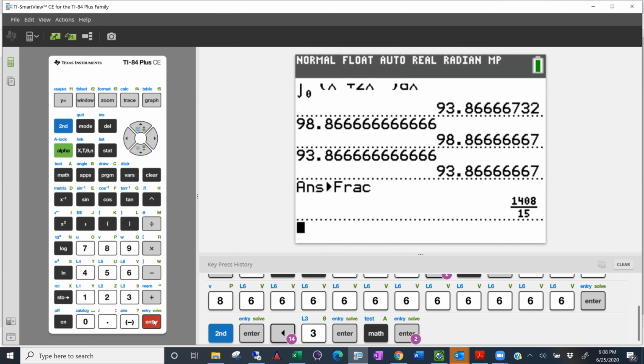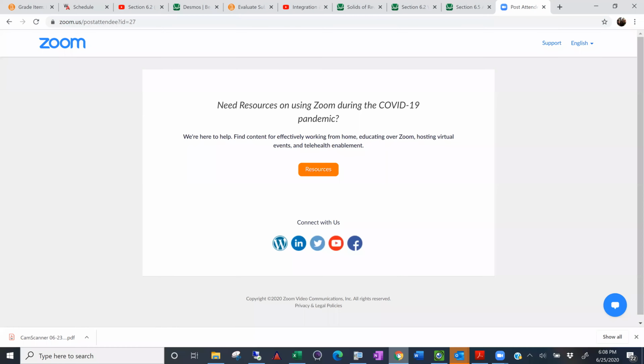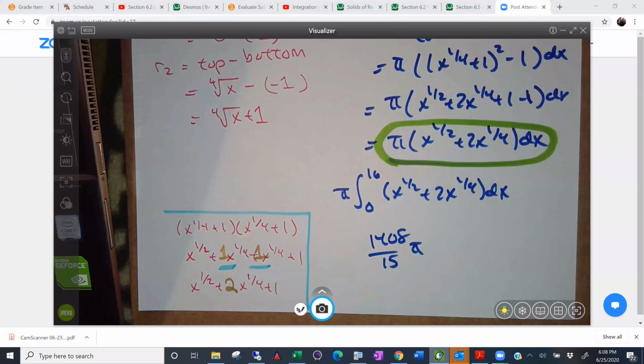And the reason I left off the pi is because if you had pi in all of this mess, you wouldn't be able to hit the answer to fraction key and get anything out of it. It would just come back with the same thing. Cool.